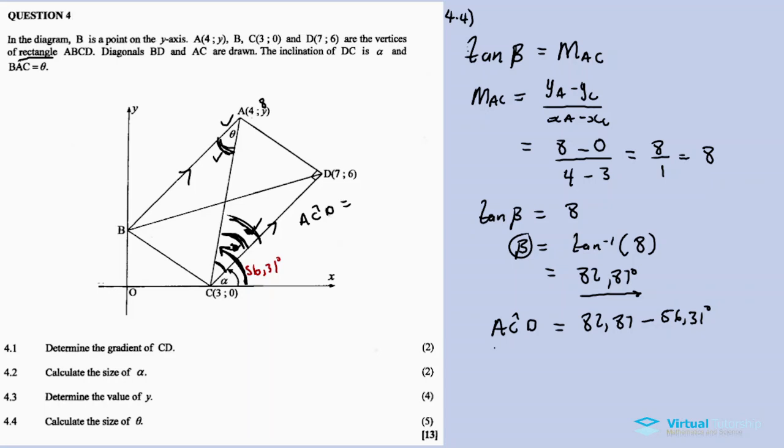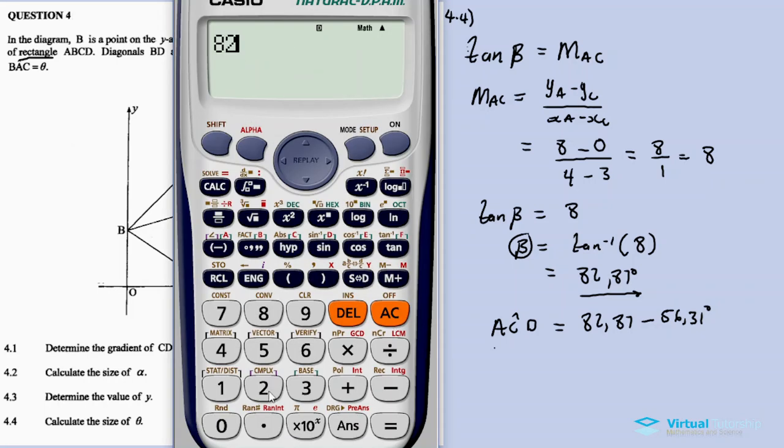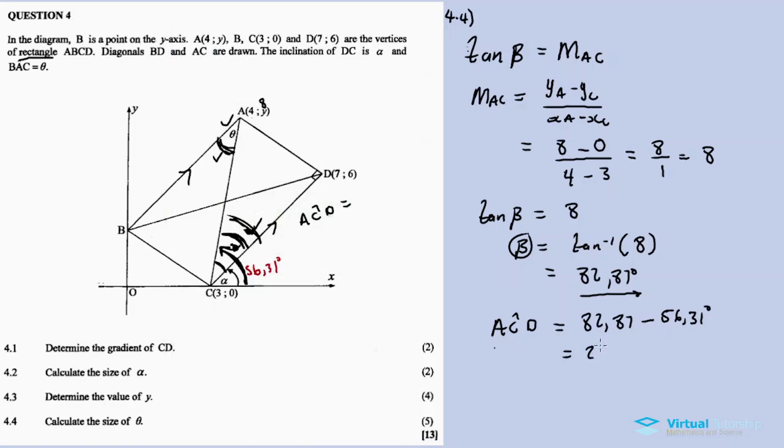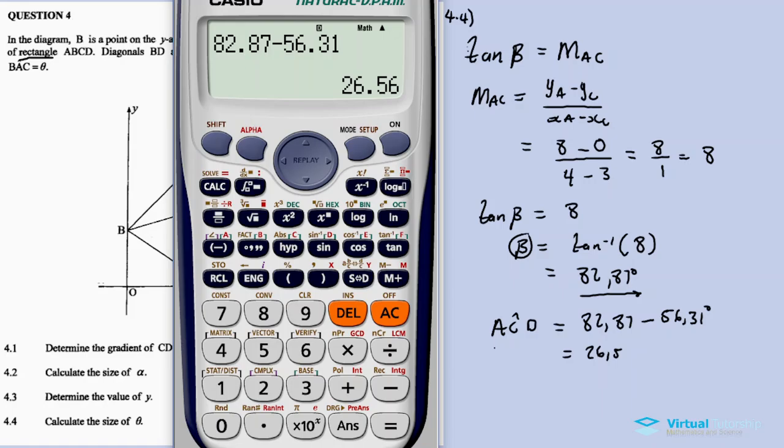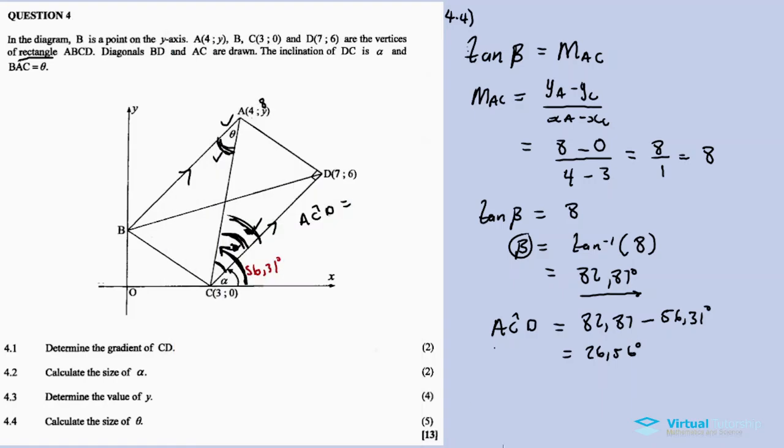which is equal to 82.87 minus 56.31. That is equal to 26.56. And then angle theta will be equal to angle ACD because they are alternating angles, because AB is parallel to CD.